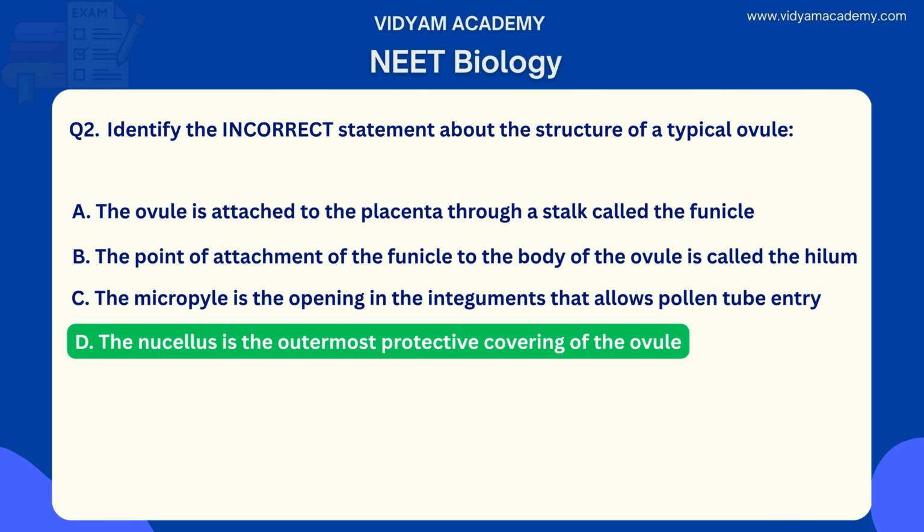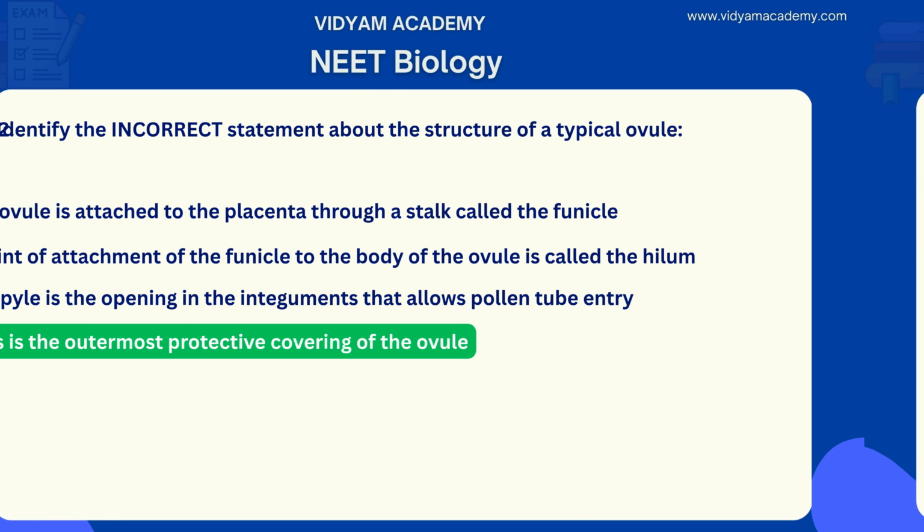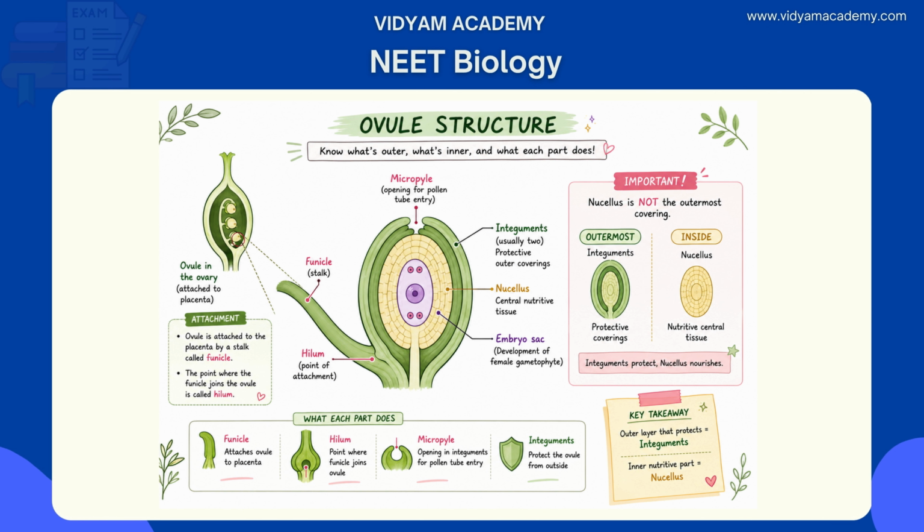It's incorrect because nucellus is the nutritive central tissue. Why? So this is the explanation. The nucellus is not the outermost covering. It is the central nutritive tissue of the ovule surrounded by the integuments. The integuments, usually 2 in angiosperms, form the actual protective outer coverings. The funicle, hilum and micropyle descriptions in options A, B, C are all correct. That's the correct and detailed explanation for this question.